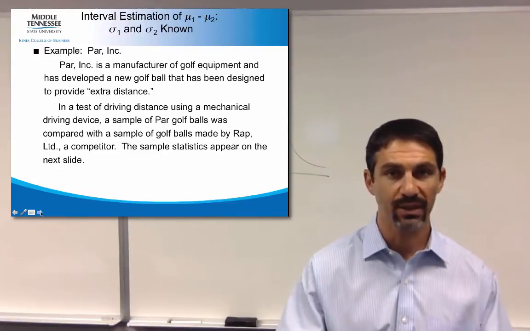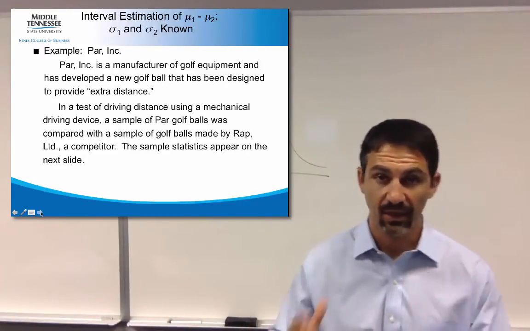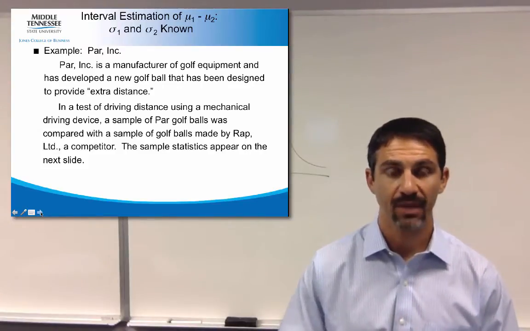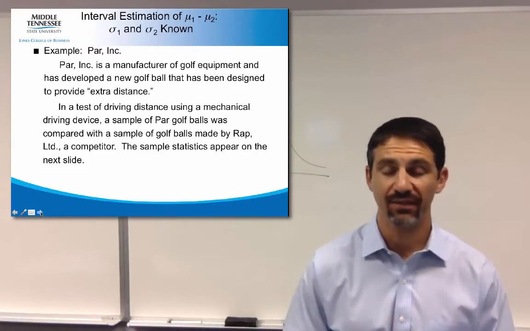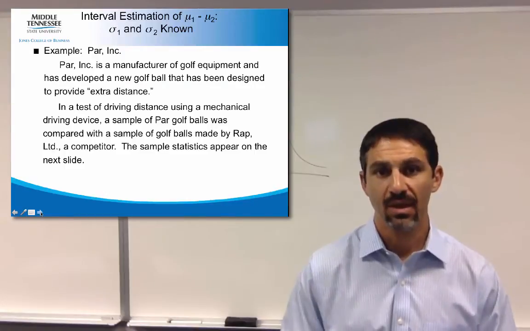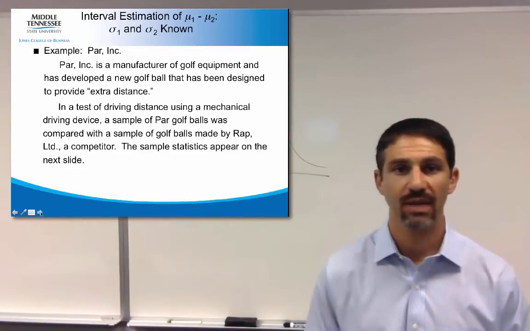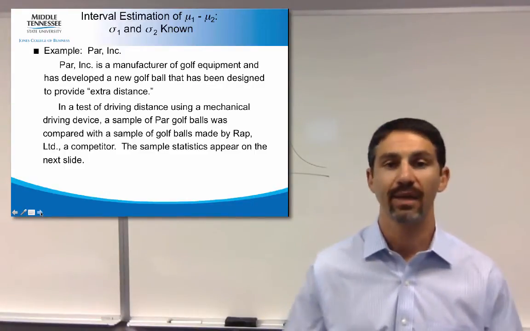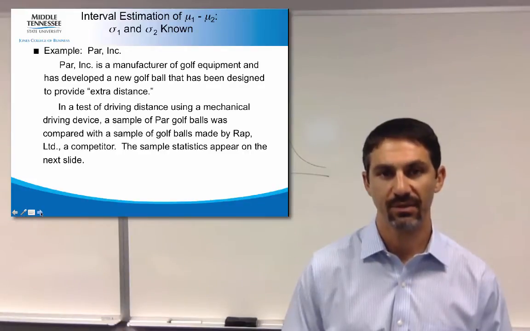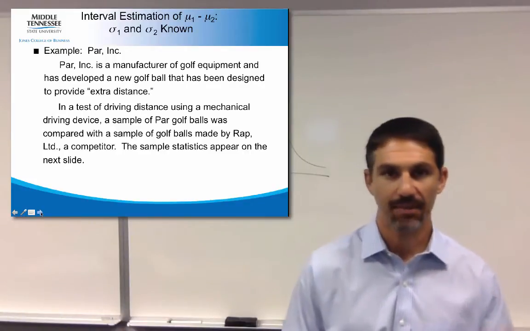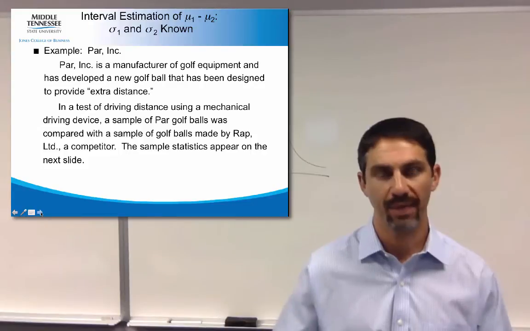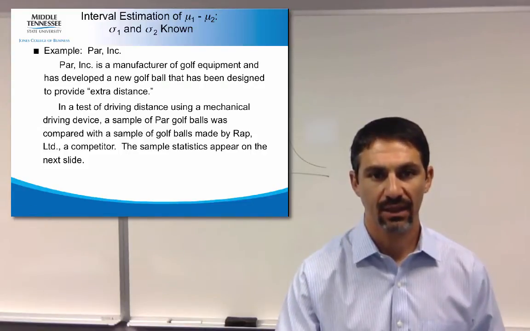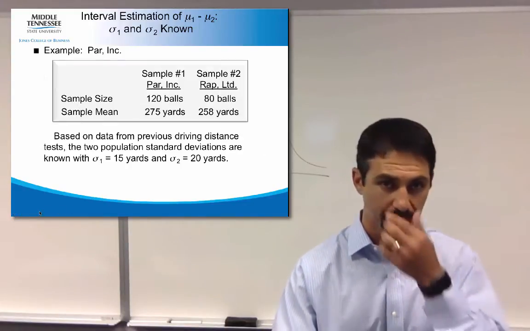So let's get right into an example. The steps to get here are the exact same as chapter 9. Again, the calculation's a little different, but I'm going to show you it in Excel. So let's say we have two different golf balls and we want to compare to see which one goes farther in terms of driving distance. We've got Par golf balls and we've got Wrap Limited. And so let's take a look at the data for them.